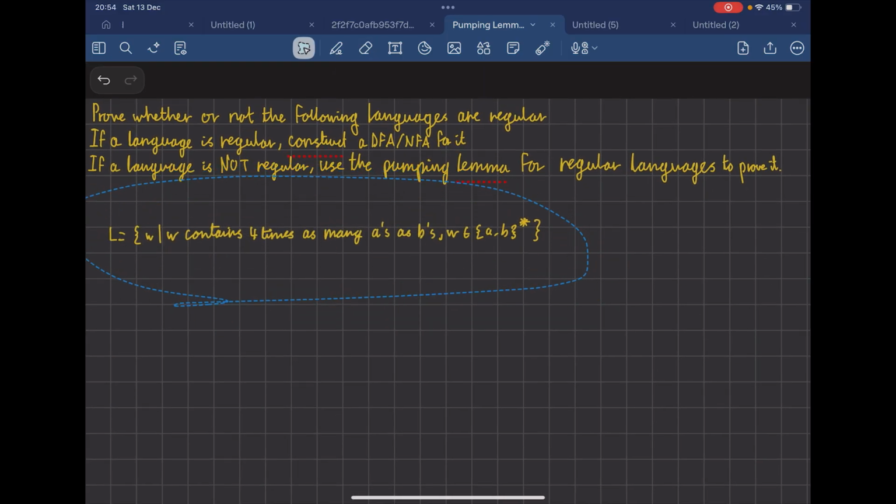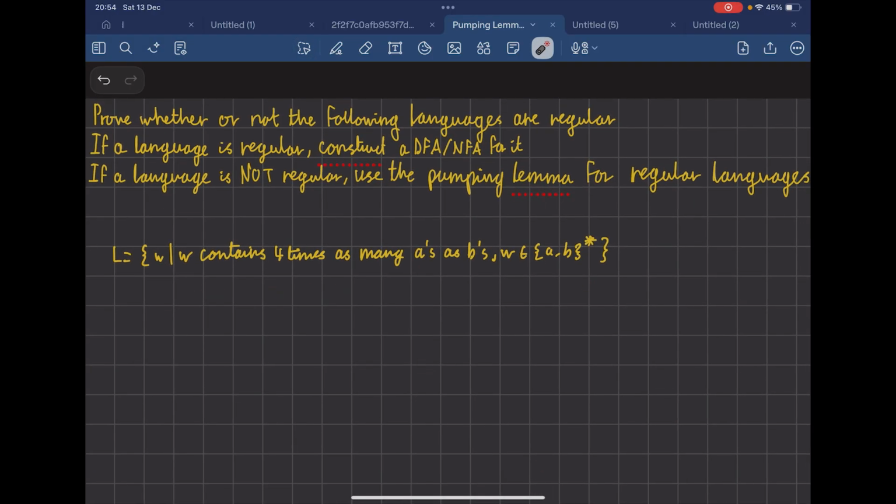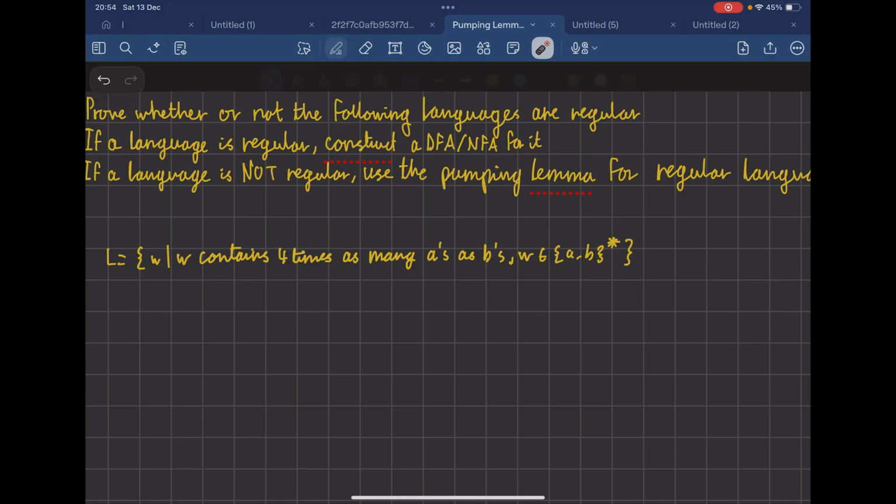Okay, so as before, we're trying to prove whether or not this language over here is regular. If it's regular, we make a DFA or NFA. If it's not regular, we use the pumping lemma. Let's first read this language.